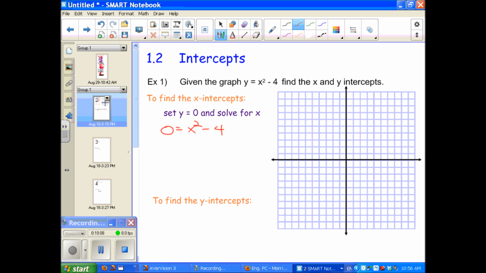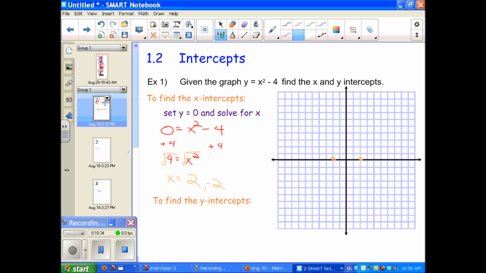So how do I do that? Add 4 to both sides. So I get 4 equals x squared, then what? Square root both sides, and x comes out to be 2 and -2. Okay. So if I were graphing this thing, I'd have one at 2 and one at -2.